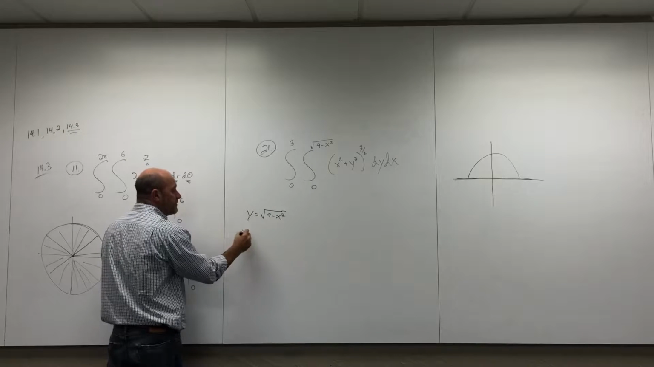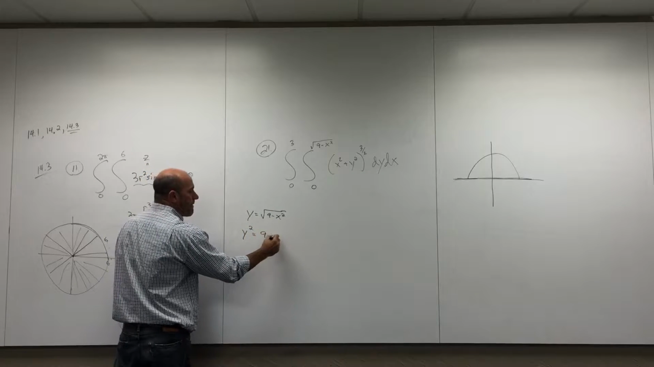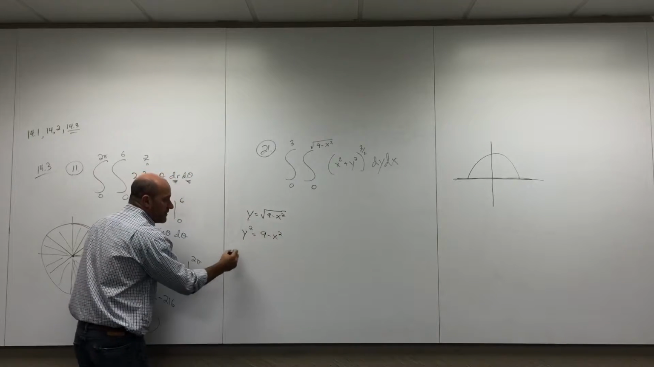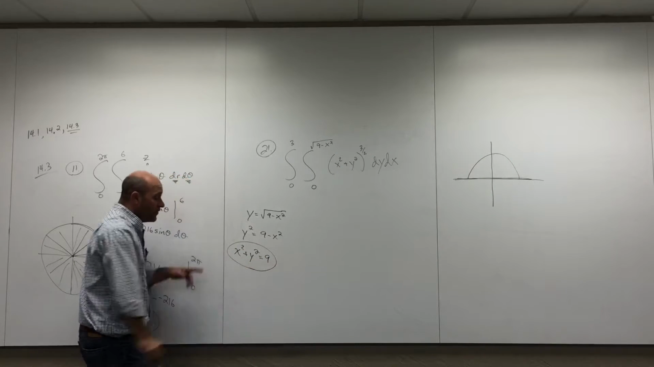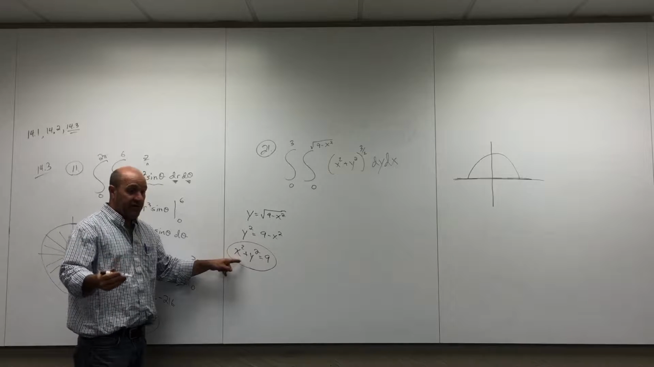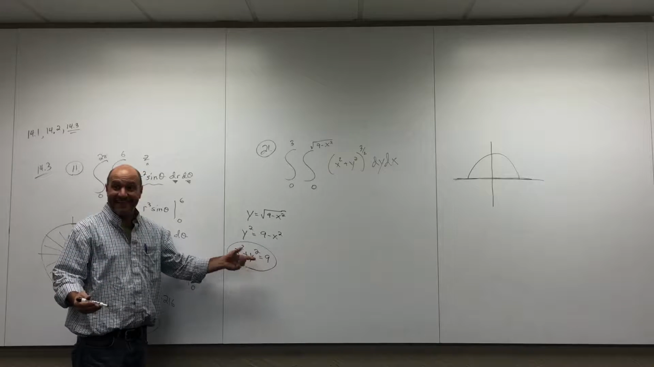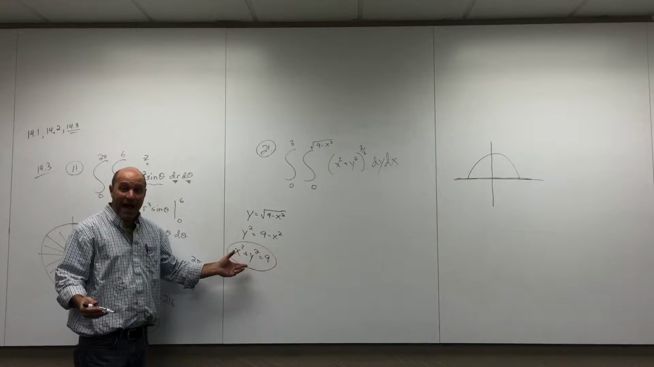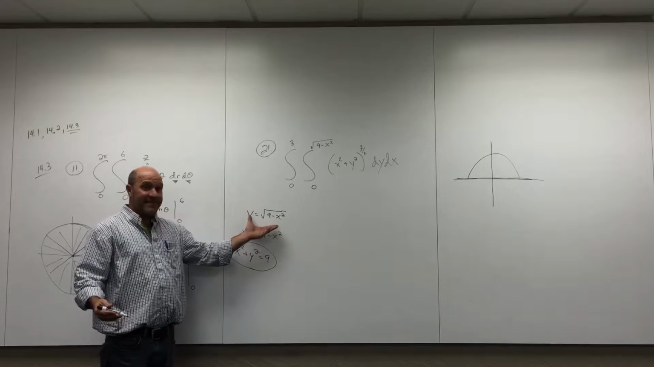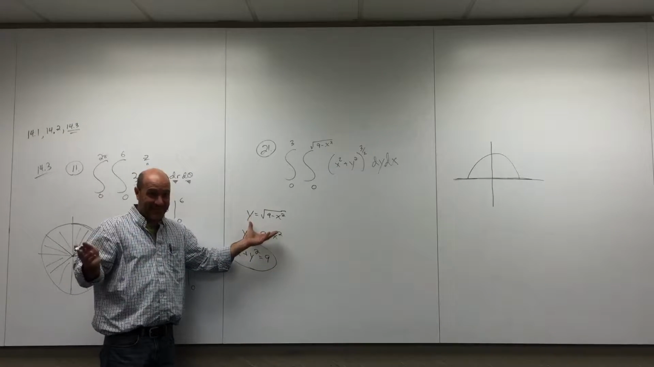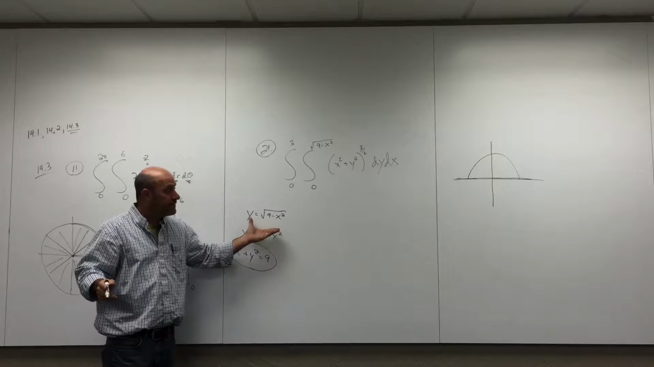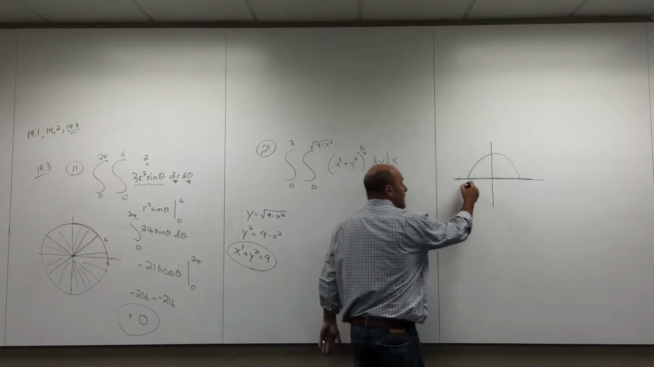Square both sides. Y squared. Move the x squared over. And now you might realize, oh, I know what that is. That's a circle centered at the origin, radius 3. Anyway, when you solve it for y, you get this top half of the circle of radius 3 centered at the origin. The top half, the semicircle. So that's what that is. Semicircle, radius 3.